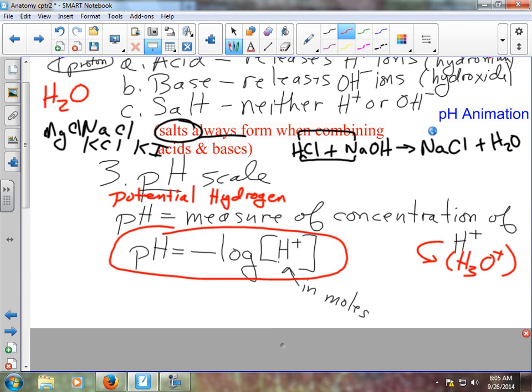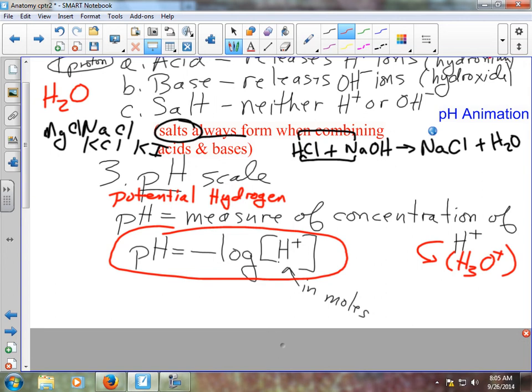When we say something's got a pH of 7, what we basically have done is we've taken the negative log, which is a math thing, negative log of the hydronium concentration. And this is in moles.